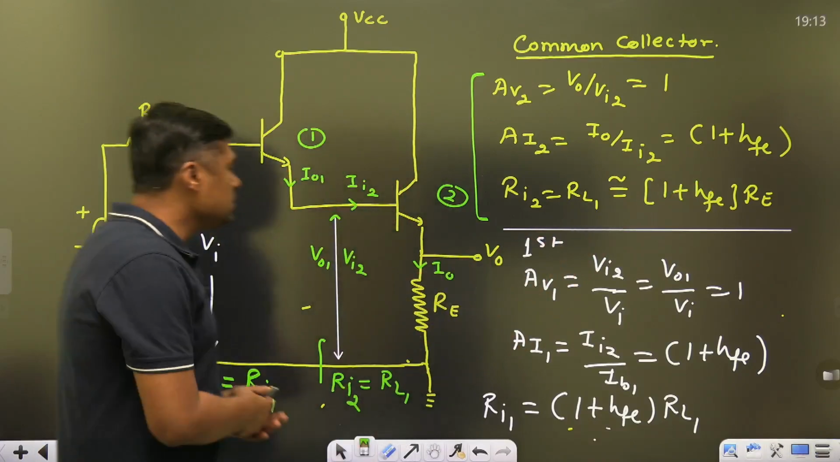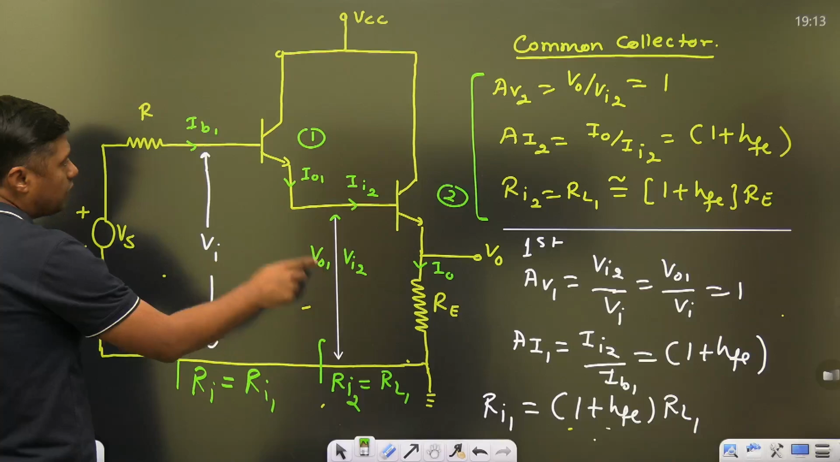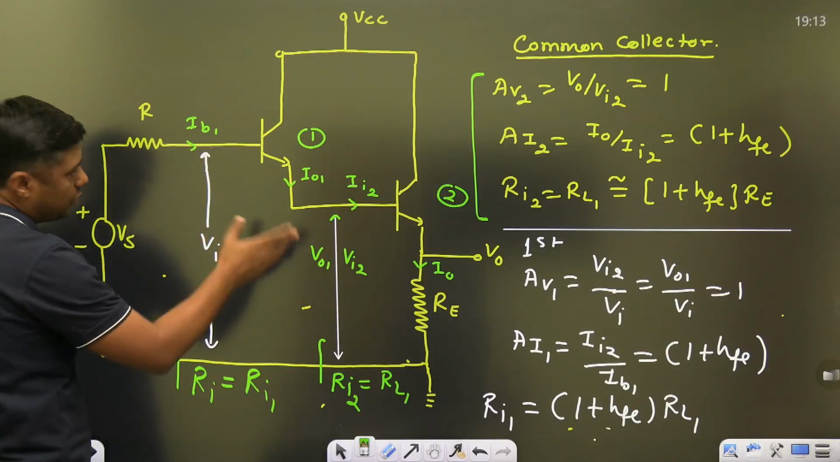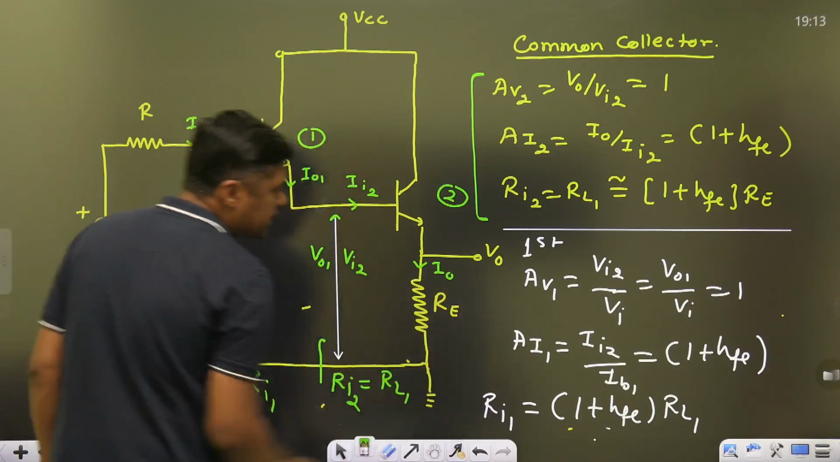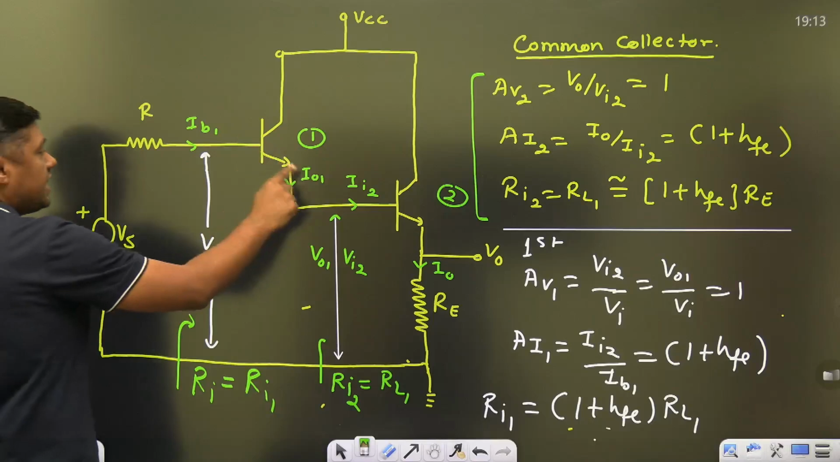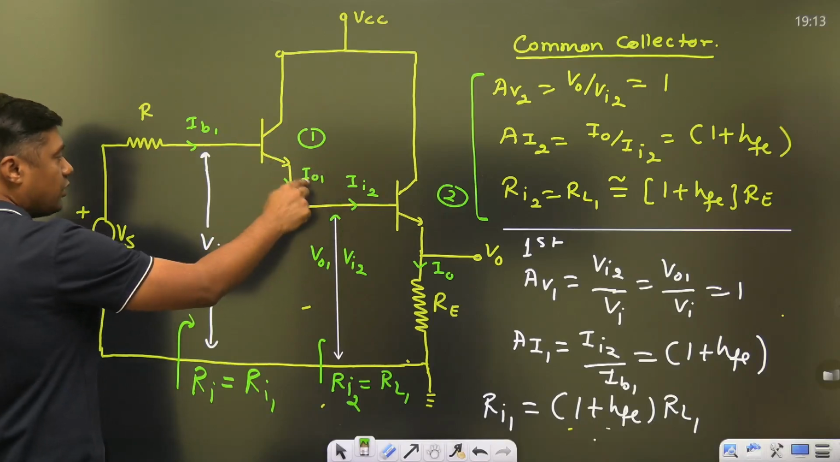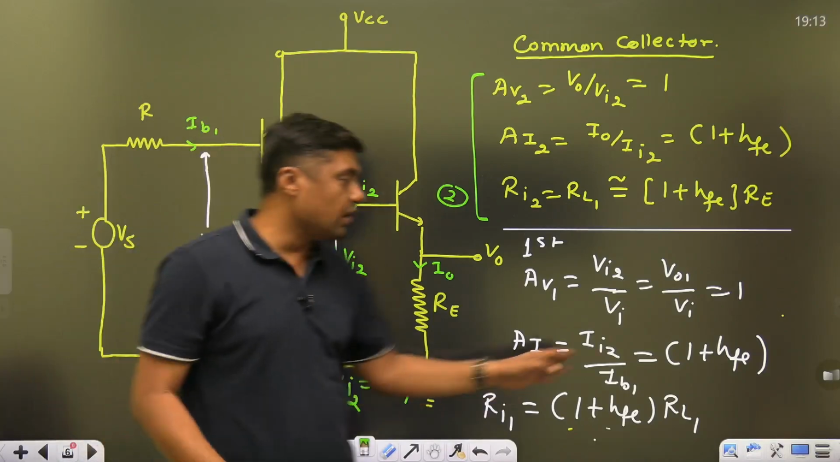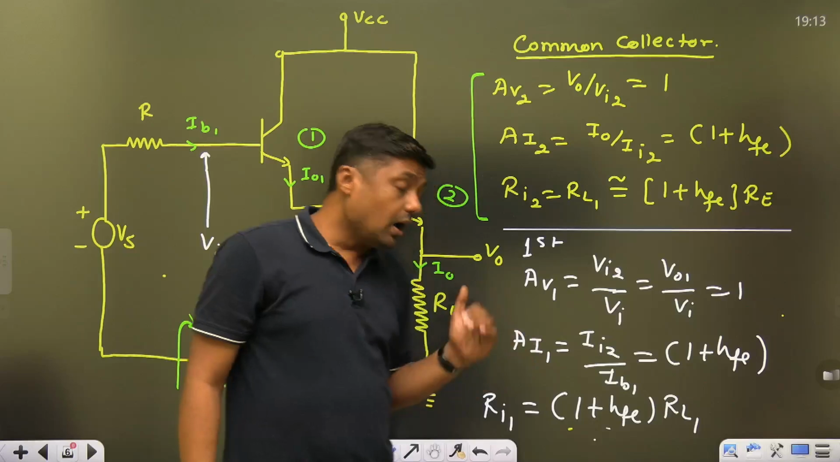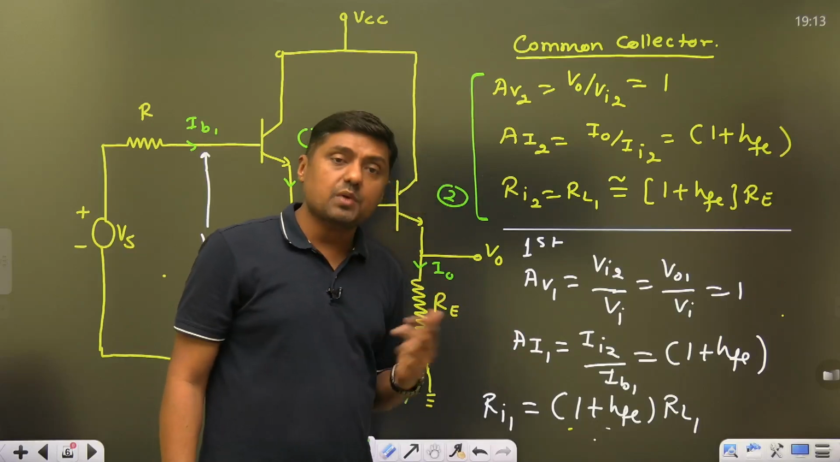Now what is the voltage gain for the first one? V01 upon Vi, that is 1, because common collector voltage gain is 1. What is the current gain for the first stage? It will become II2, that is the output of this, or I01 upon IB1, that is nothing but 1 plus hFE. Again this also gives 1 plus hFE, AI1. Now comes the input resistance, which is the most important.